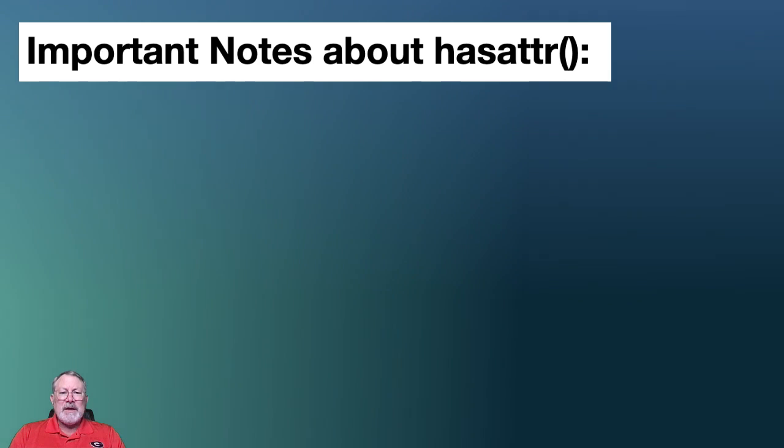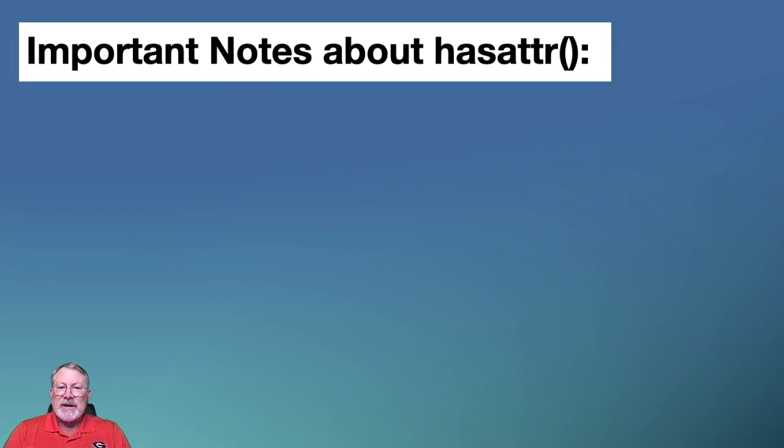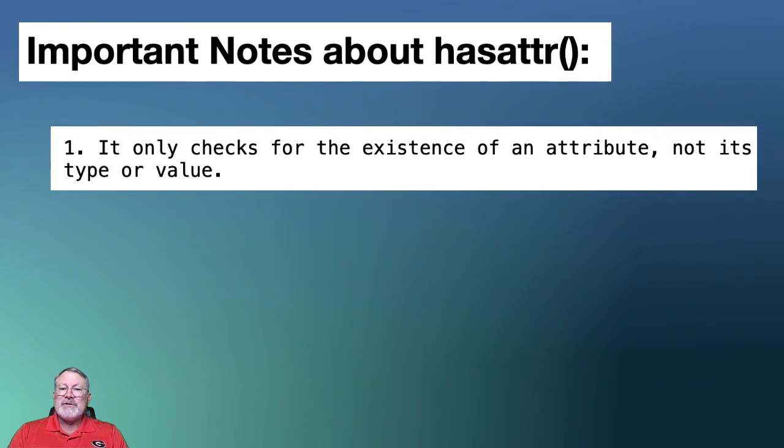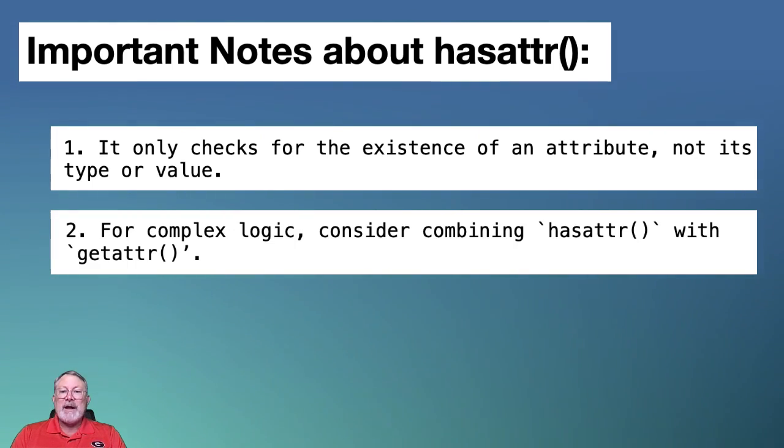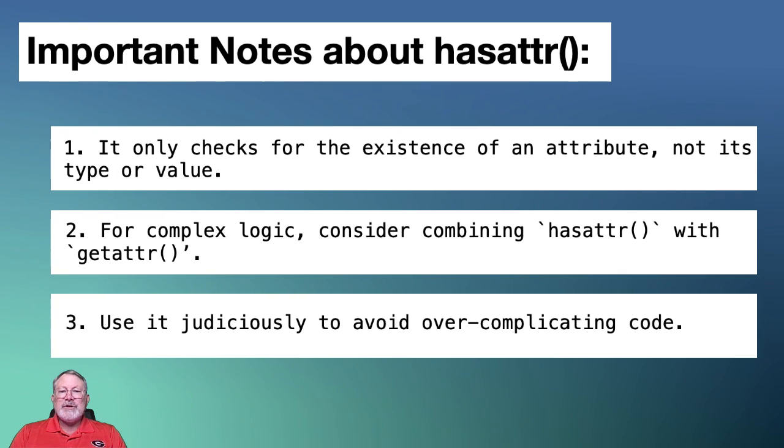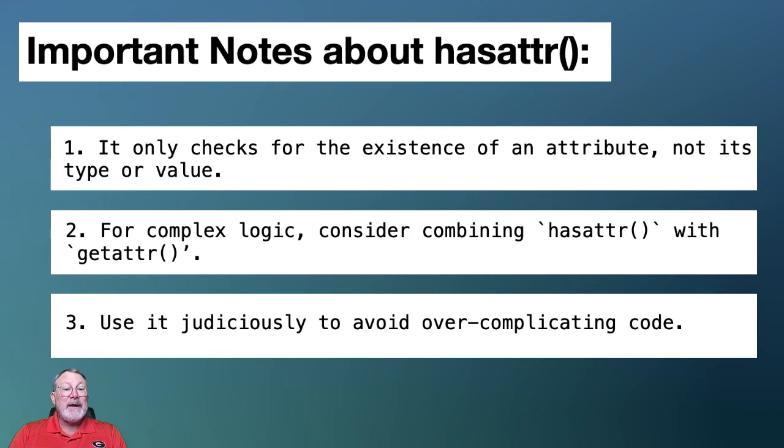Here are some key points to remember about hasattr. It only checks for the existence of an attribute, not its type or value. For complex logic, consider combining hasattr with getattr for safe attribute access. And finally, use it judiciously to avoid overcomplicating code. Sometimes explicit checks are better.